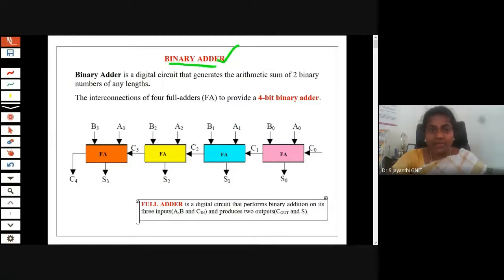Binary adder. From this word, what you can understand is that a binary adder is used to add two binary numbers. It is a circuit that is used to add two binary numbers. But formally, a binary adder is a digital circuit that generates the arithmetic sum of two binary numbers of any length.